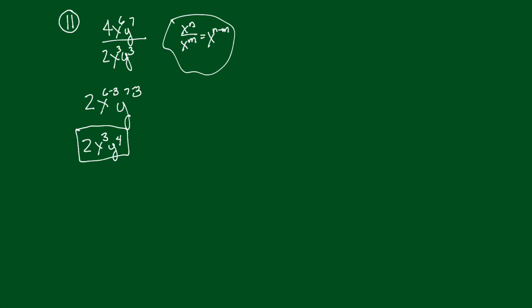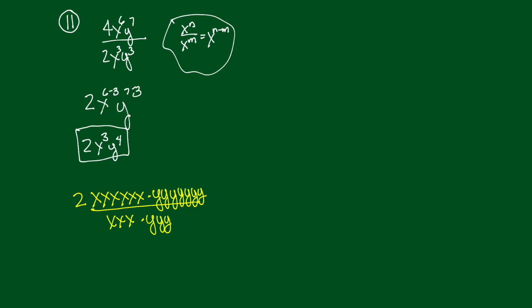Now if you're interested, here's how it works. The 4 divided by 2 we know is 2. And what about these x's? Well, the x's, we've got 6 on top. 1, 2, 3, 4, 5, 6. And the y's, we've got, oh boy, 7. 1, 2, 3, 4, 5, 6, 7. And on the bottom, we've got 3 x's. And the y's, 3 y's.